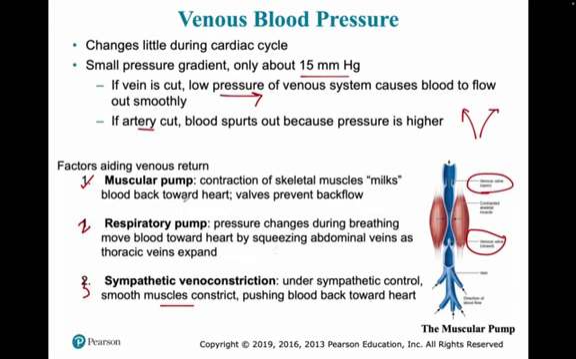But okay, the two main ones are the muscular pump and the respiratory pump. When you are respiring, you are doing a squeezing activity, breathing in or breathing out, then you're squeezing the abdominal veins or thoracic veins and making sure that the blood is flowing through these veins.